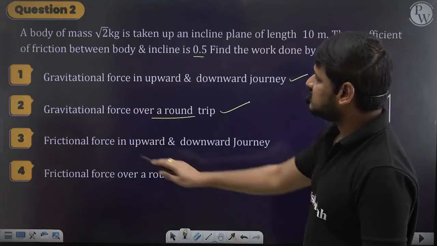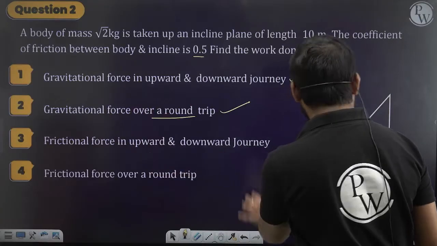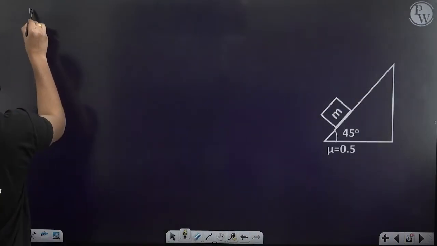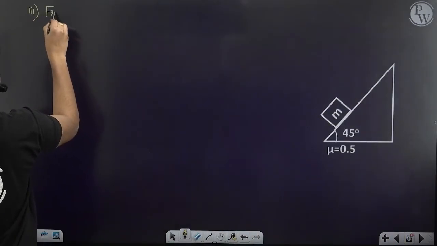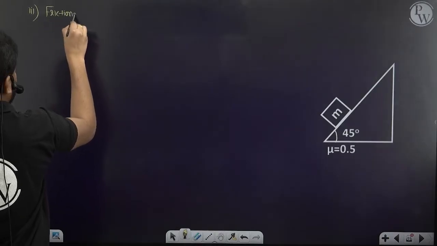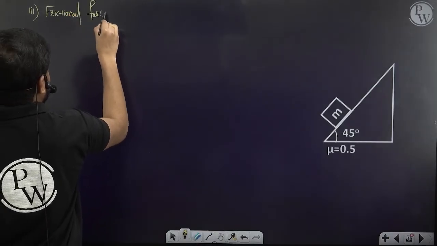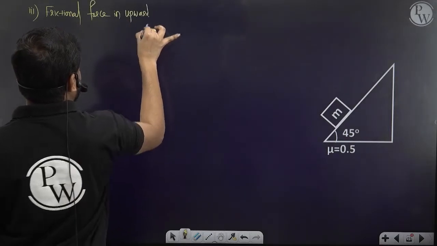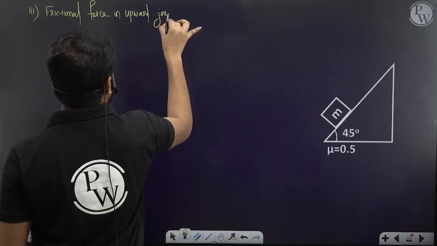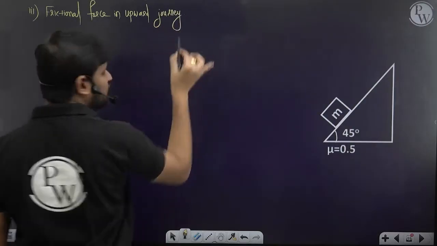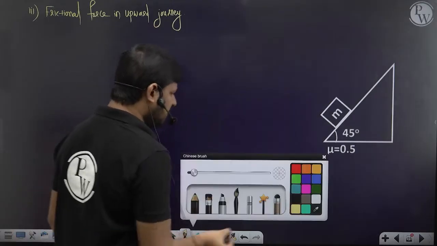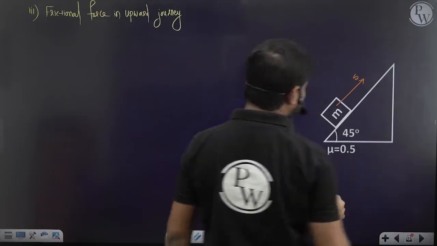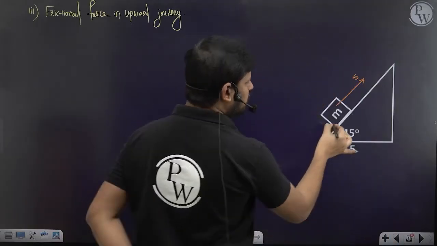So the next one: what is the frictional force in the upward and downward journey? Let's go for the next slide. Let's go for the third one, the frictional force in the upward journey first. Upward journey means the object is moving upward. If the object is displacing upward, then the frictional force will act downward.